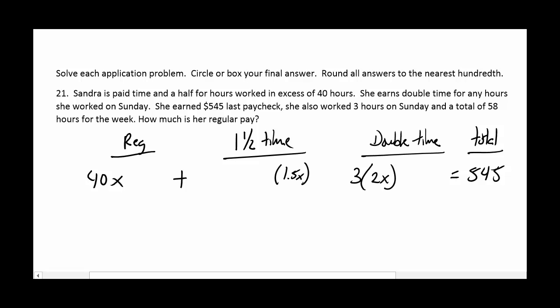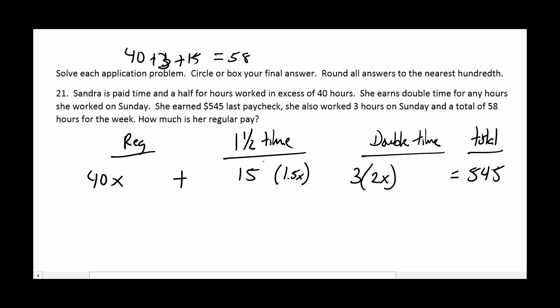And then how many hours are left over? Well, I know, kind of off to the side here, I know 40 plus 3 plus some other number has to be 58, because I know she worked 58. So I can kind of work backwards. So 58 minus 3 is 55, minus 40 is 15. So I know she must have worked 15 hours at time and a half.